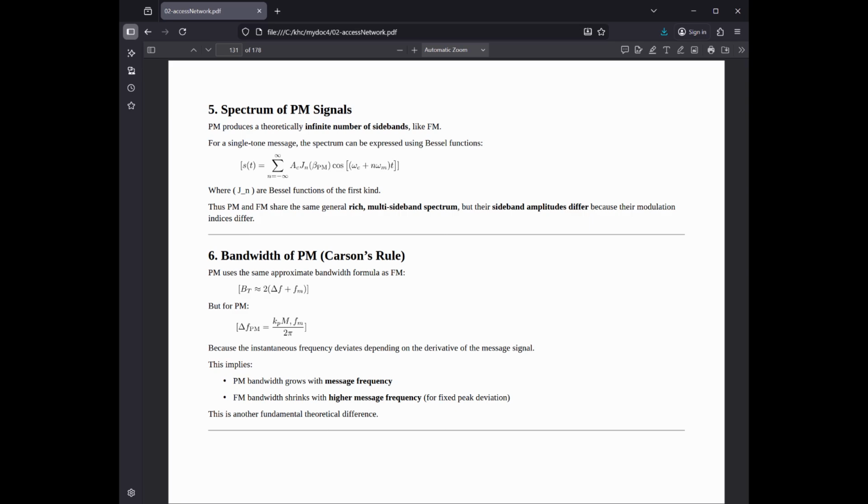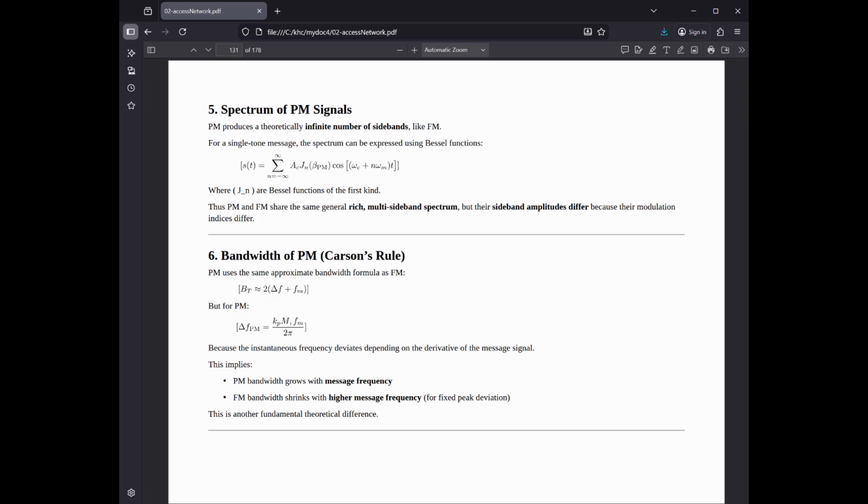Bandwidth: how wide is the signal? Even though the sidebands technically go on forever, most of the power is concentrated near the carrier. Engineers use Carson's rule to estimate the significant bandwidth required. The PM difference: in FM, if you increase the message frequency, the modulation index decreases, keeping the bandwidth relatively stable. In PM, the modulation index is constant regardless of frequency. Therefore, the bandwidth of a PM signal is directly proportional to the message frequency. If you double the frequency of your data, the spectrum physically takes up twice as much space.